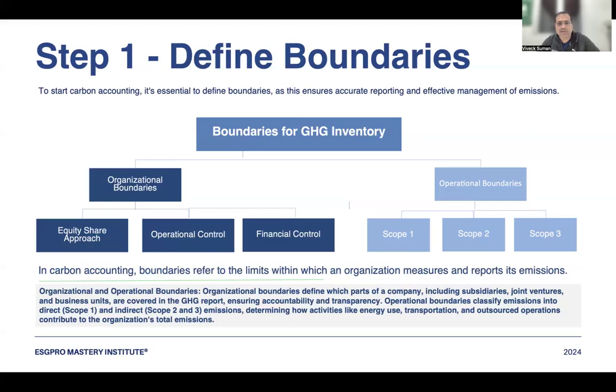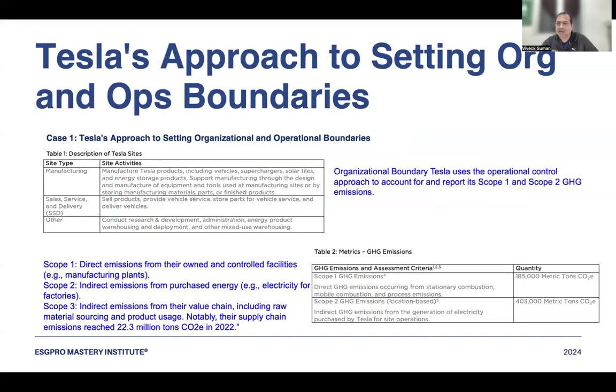So organizational boundary and operational boundary define which part of a company, including subsidiaries, joint ventures, and business units, are covered in this report, which is the GHG report, ensuring that there is accountability to that particular person or the company or management. And there is transparency as well: look, I can't control this part, and that's why this is not my operational, I'm not reporting on it. And that is why you need to be clear which method you are using and how you have calculated it. Let's see some examples now, practical examples, and then we will do some calculation today.